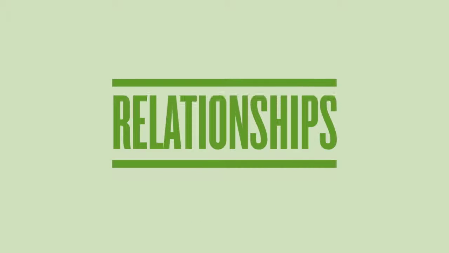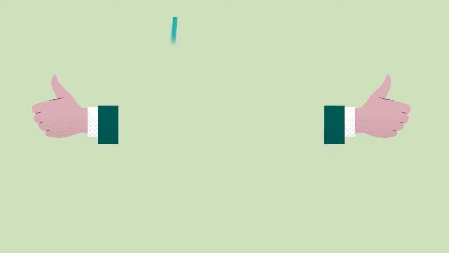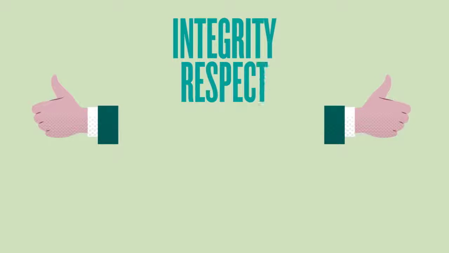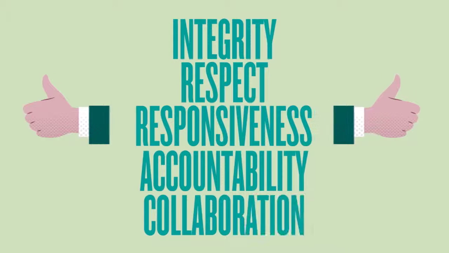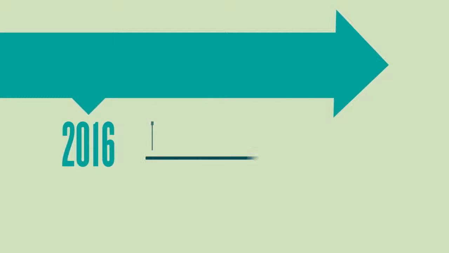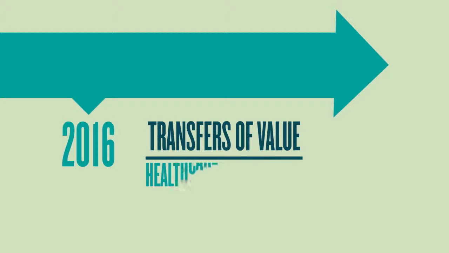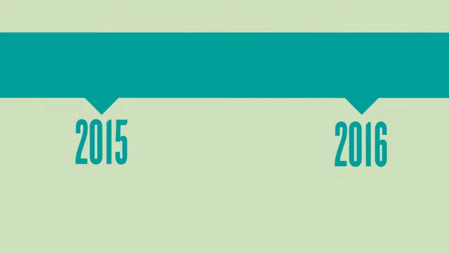These relationships need to be transparent, adopting several good governance principles: integrity, respect, responsiveness, accountability, and collaboration. The disclosure code agreed to by all EFPIA member companies will be implemented by 2016, at which point they will report transfers of value made to healthcare practitioners and organizations from the previous year, 2015.